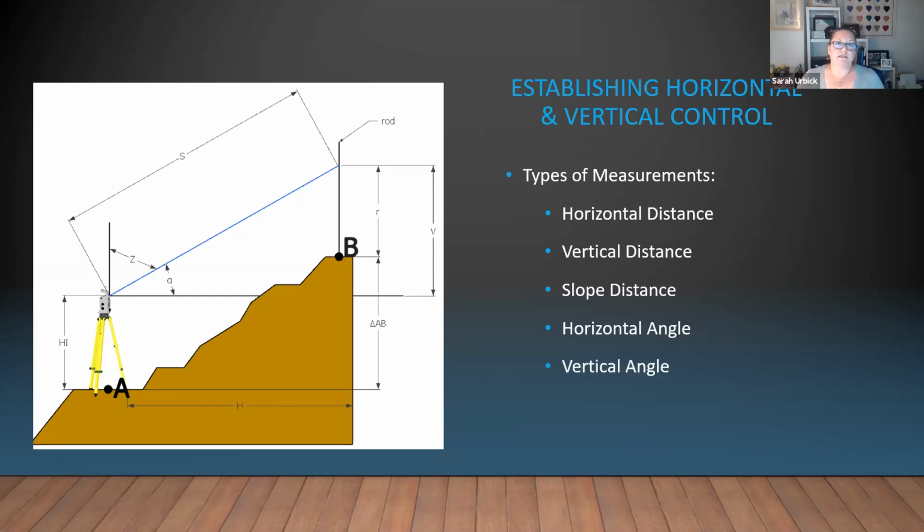Lastly, the vertical angle. So how far are we out this way? Horizontal angle, vertical angle.